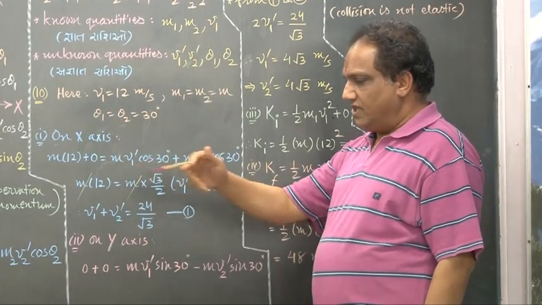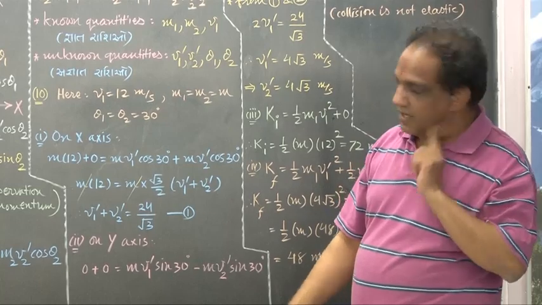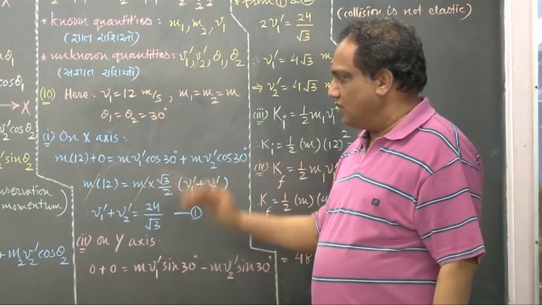And these two angles are given in the figure. You see, in the figure they are given angles. Each of them is 30 degrees. Theta 1 equals theta 2 equals 30 degrees.